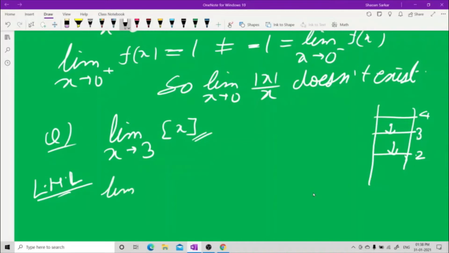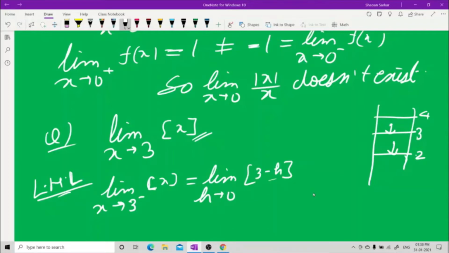This is the reason why I taught you all the graphs. Now limit x tending to 3 minus, floor function of x, this is equal to limit h tending to 0 of 3 minus h, which is less than 3, and h is always greater than 0, a very small quantity. Keep this thing in your mind. h is never 0. h is never less than 0. h is always greater than 0 and a very small quantity, very near to 0. So 3 minus h, where h is always greater than 0 and a very small quantity, will come between 3 and 2. This is the floor function, so the answer will be 2.